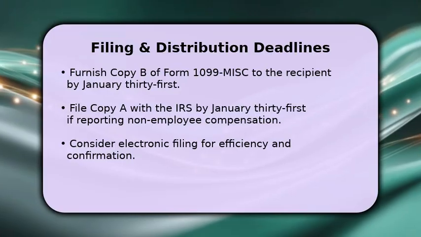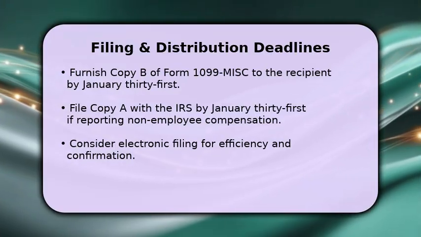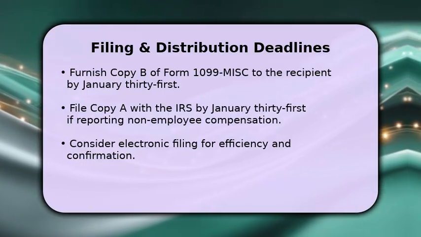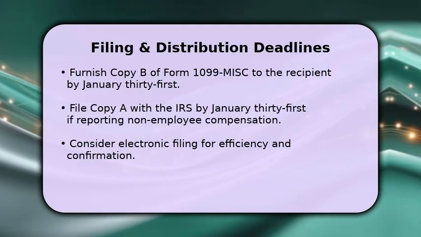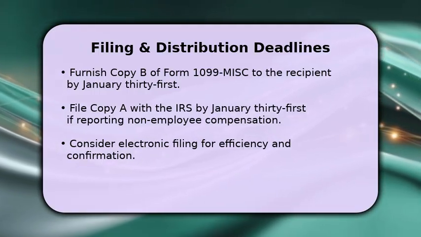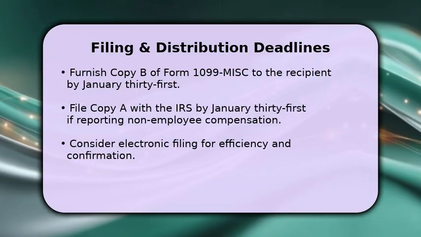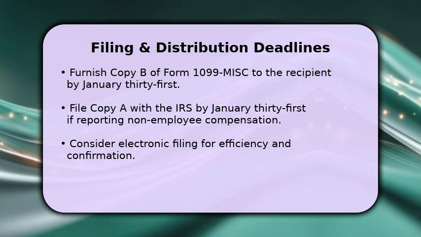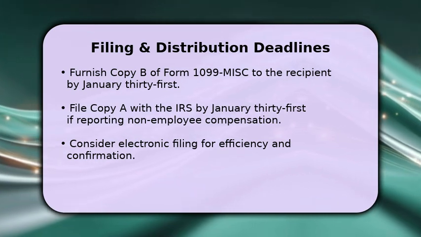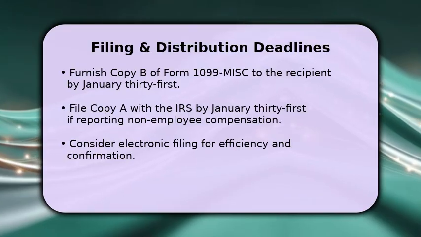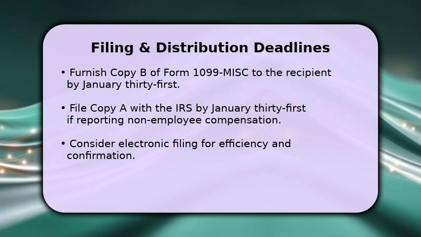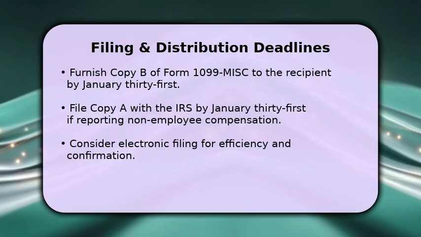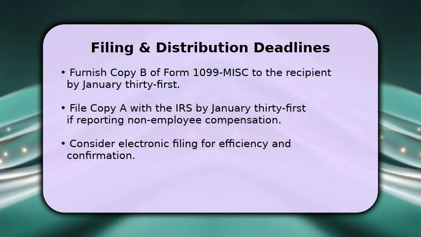Finally, let's discuss the crucial filing and distribution deadlines. You must furnish copy B of Form 1099 Misc to your independent contractors by January 31st. This gives them time to prepare their own tax returns. Simultaneously, if you are reporting non-employee compensation in Box 7, you must file a copy with the IRS by January 31st as well. Electronic filing is highly recommended, especially for businesses filing 25 or more forms, as it offers confirmation and often extends the deadline.